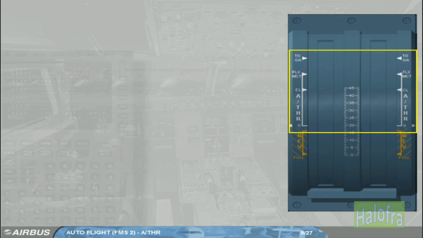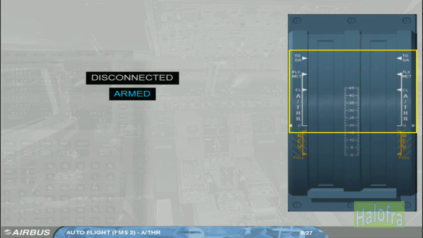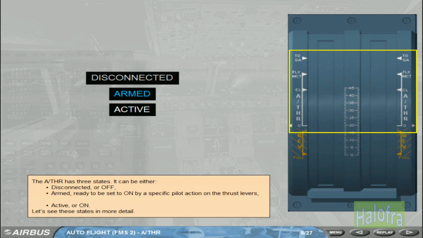The autothrust has 3 states. It can be either disconnected or off, armed, ready to be set to on by a specific pilot action on the thrust levers, or active, or on. Let's see these states in more detail.